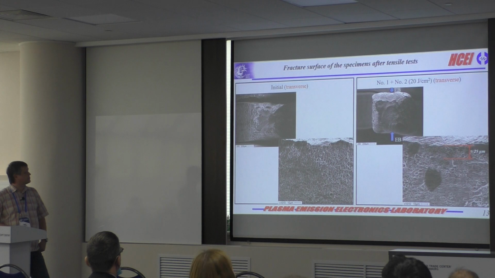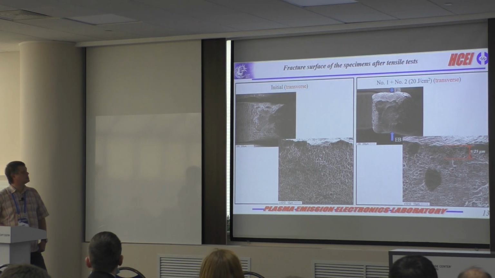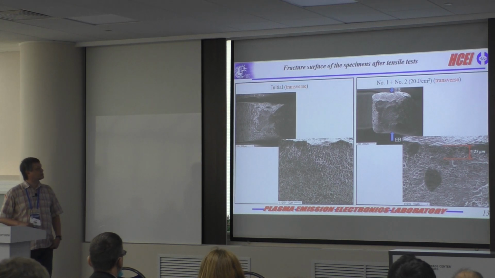The fracture surface of the specimens after tensile tests looks porous and has some inclusions. Also, you can see the thickness of the layer modified by pulsed electron beam, which is more than 25 micrometers.